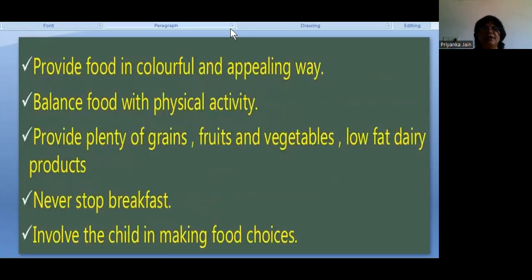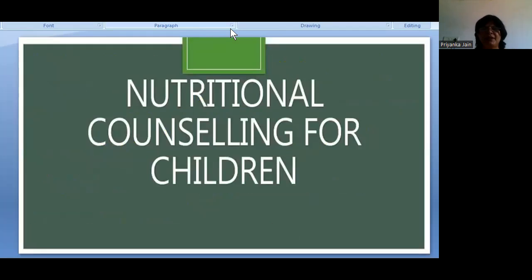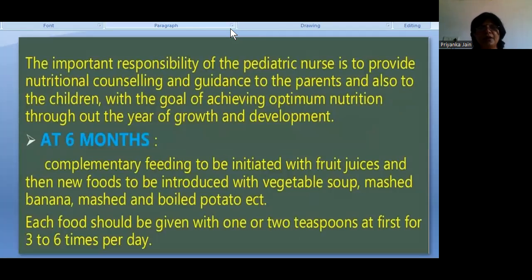Balance food with physical activity. Provide plenty of grains, fruits, and vegetables, and low-fat dairy products. Never skip breakfast. Involve the child in making food choices. Now, how to counsel about nutrition for children? It is an important responsibility of the pediatrician and pediatric nurses to give nutrition counseling and guidance to the parents, caretakers, and also the children, with the goal of achieving optimum nutrition throughout the years of development.